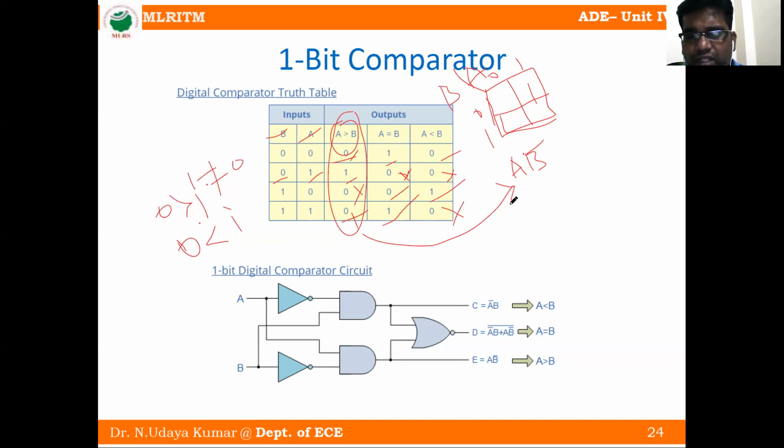That is called A greater than B. That is A B bar. Okay. We will get this one.